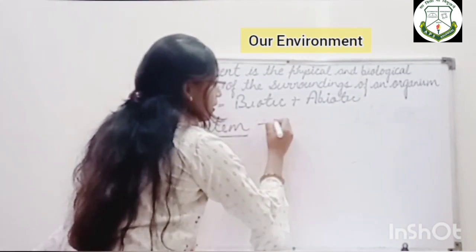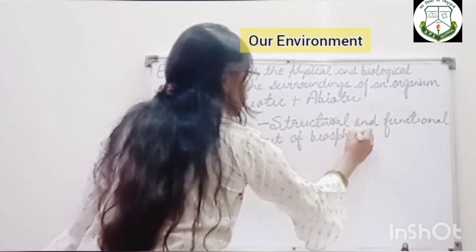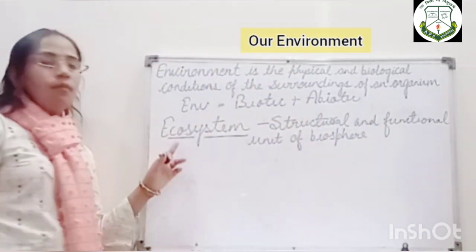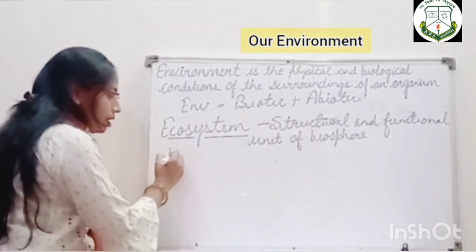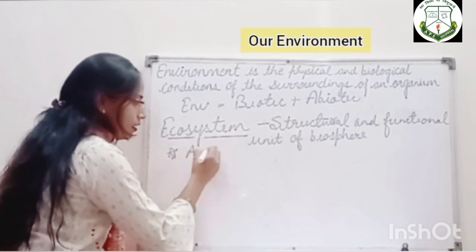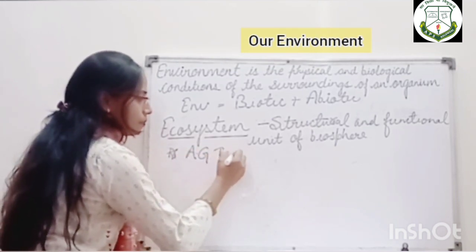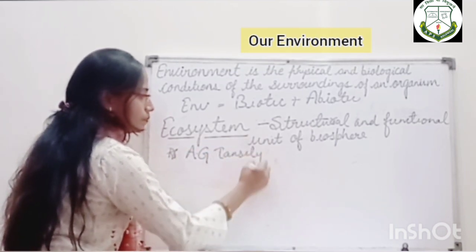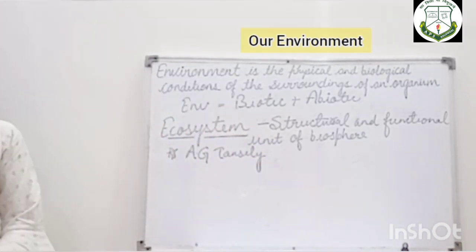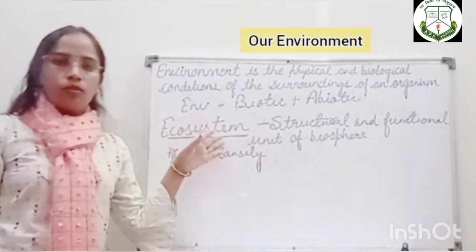Ecosystem is the sphere. The term ecosystem was coined by A.G. Tansley. A.G. Tansley coined the term ecosystem.